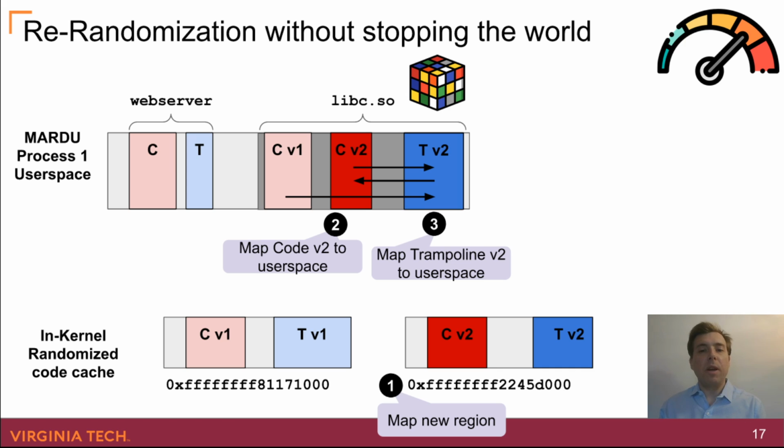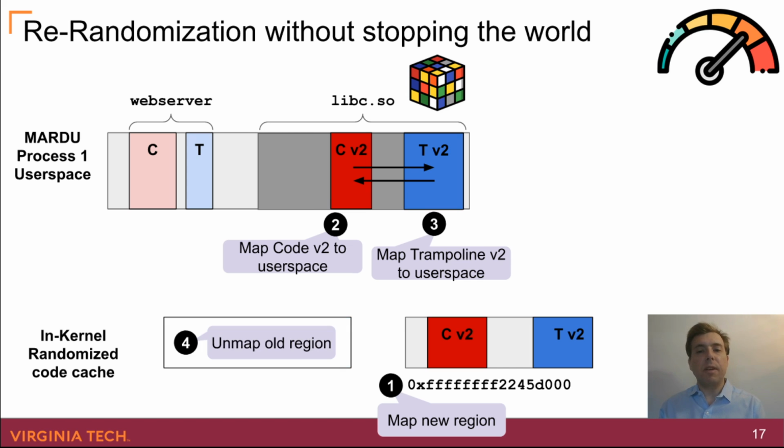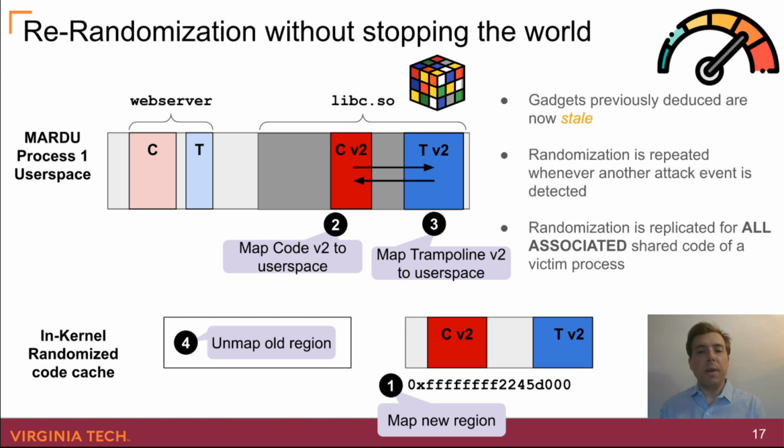This is possible because MARDU trampolines are immutable, allowing the return address of the trampoline to always be correct. Once the reference count for the first version reaches 0, we can safely unmap the old version of libc and unmap the kernel memory for it as well. This process makes any gathered information, if any, stale and useless to the attacker. And then to further clarify, this re-randomization scheme is repeated on demand whenever an attack event is detected for any number of associated code that might have been compromised.